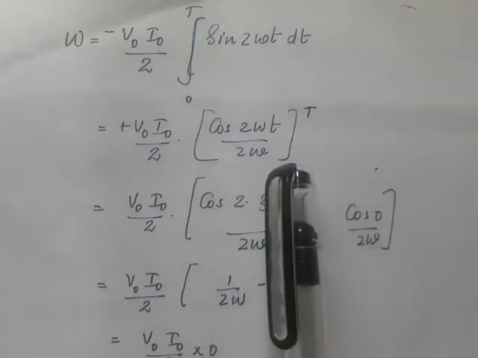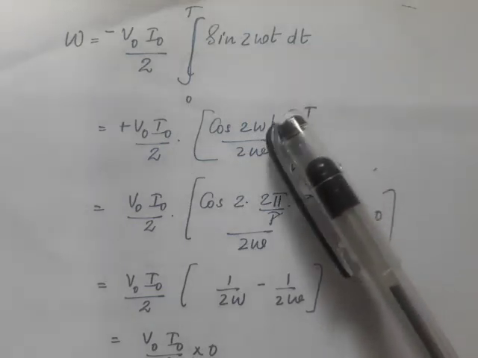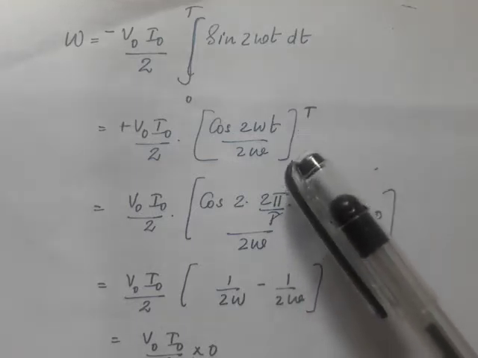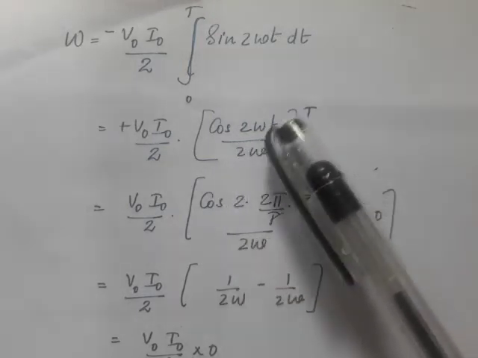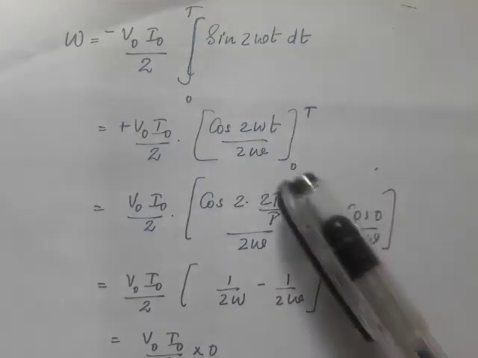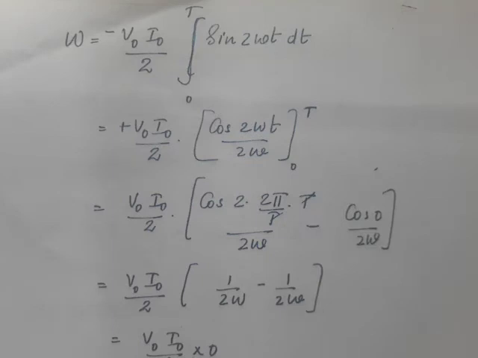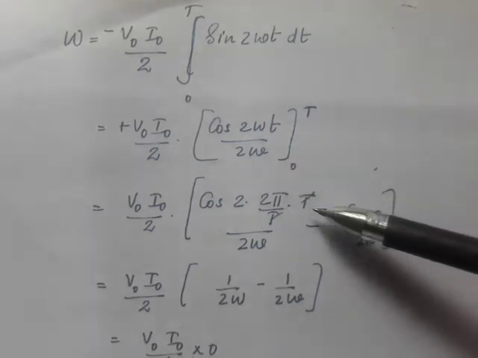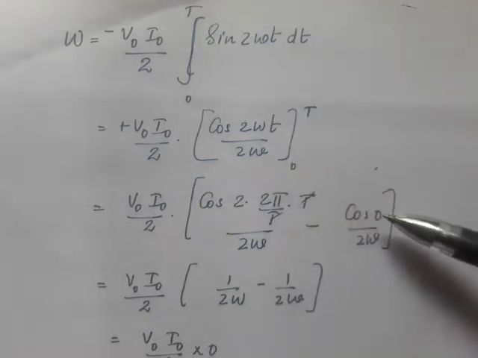After integrating you should apply the limit 0 to t. So first what you need to do is substitute capital T for small t, minus, after that, substitute 0 for t. So the first term is cos 2 omega capital T. Omega is nothing but 2 pi by T. So this omega we write as 2 pi by T, and this T is capital T, by 2 omega, minus cos of 0.